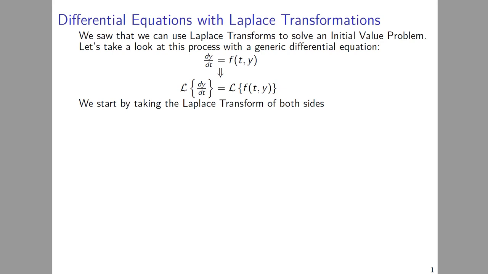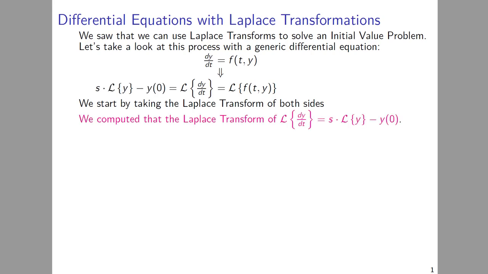On the left, we'll have the Laplace transform of the derivative dy/dt, and on the right, we'll have the Laplace transform of our generic function f of t and y. On the right, we'll need to use the rules that we discover to find the Laplace transform there. On the left, we found that the Laplace transform of dy/dt is s times the Laplace transform of y minus y of 0. We computed this in an earlier video.